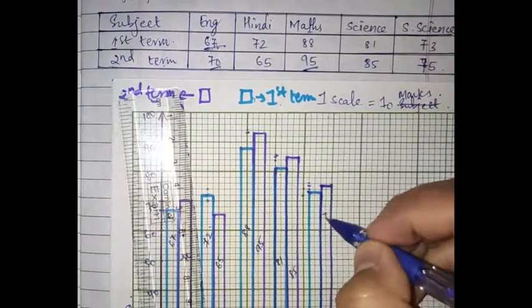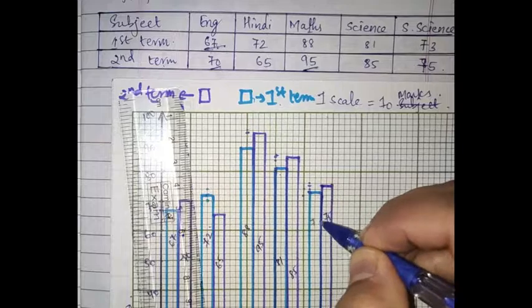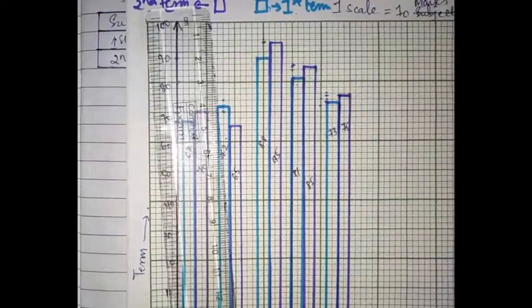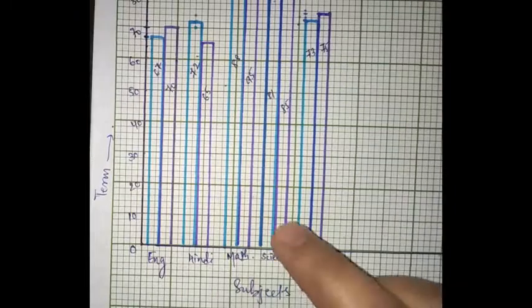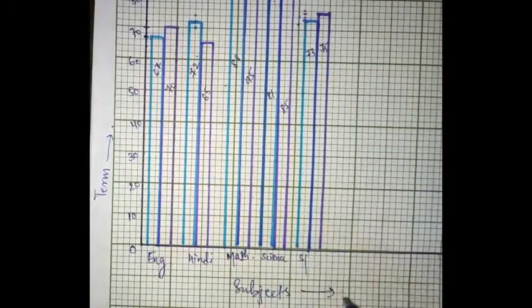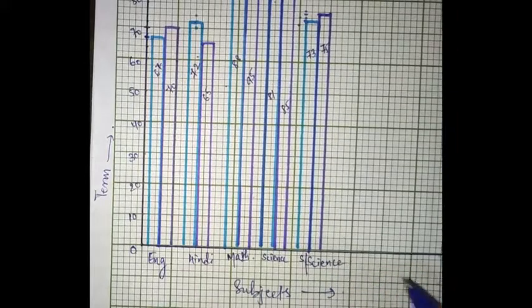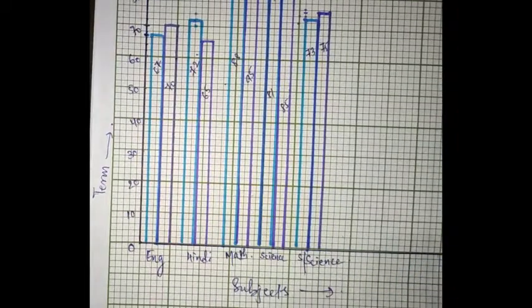Okay, so this is representing 75 marks and this is representing 73. And sorry, I have not mentioned here, this is for science, and this double bar graph is representing the social science. All right, so I hope you are clear with this.